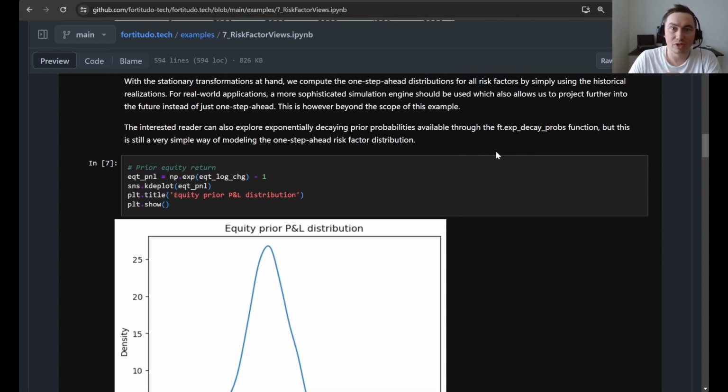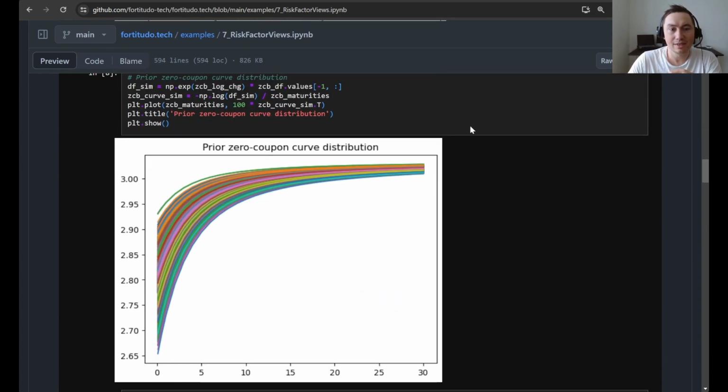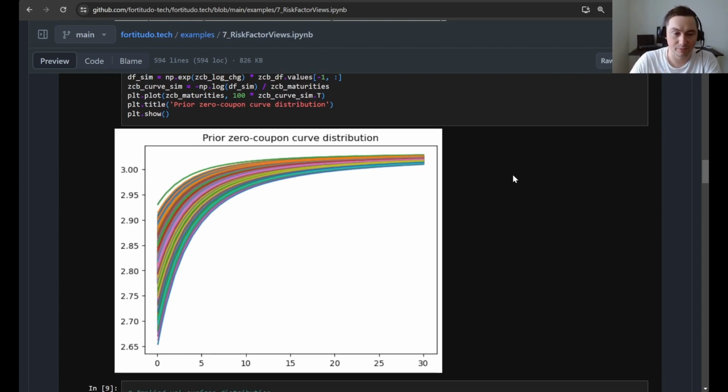You could also use this exponential decaying probability if you want, but this is still quite simple compared to what is possible. But here you can see how we use the stationary transformation to go back to the equity P&L. It looks like this. And in the same way that you can generate the equity P&L, you can generate a distribution for the zero coupon curve based on these historical scenarios. So this is what we do here.